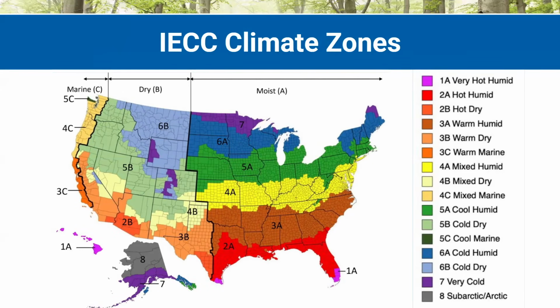And we see that the more southern climates are warmer, i.e. lower in numbers. The more northern climates are colder, i.e. higher numbers. And then C being marine, where we're having significantly more precipitation in the winter than the summers, versus the dry region, which has not very much precipitation throughout the year, or a moist or humid region that tends to have a lot more precipitation.